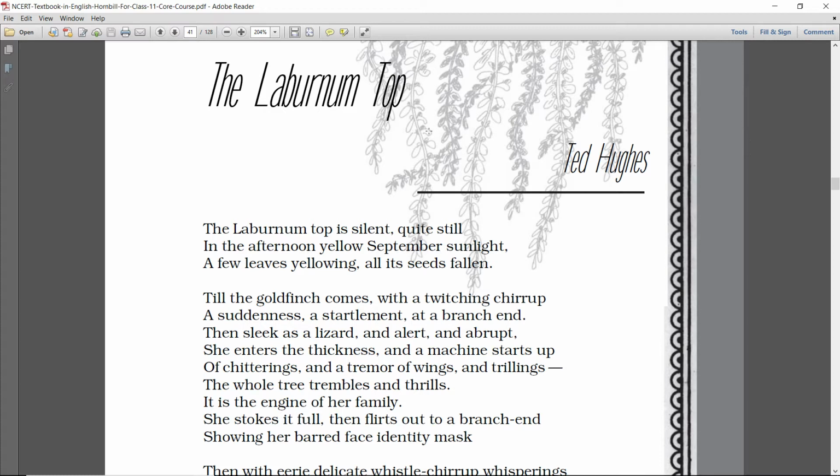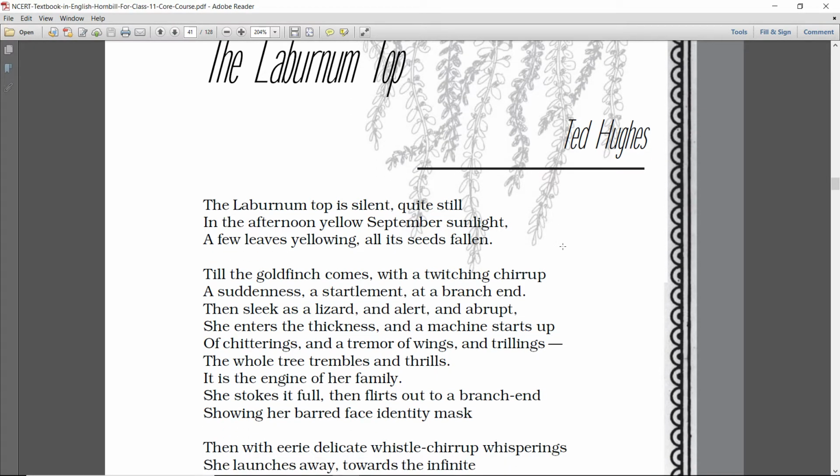Now, in this poem, the poet is describing the top of the laburnum tree. The event is of a very short period. One bird comes and sits on the top of the laburnum tree. It sits there for just a while, but how the bird changes the entire tree, how the bird impacts the laburnum tree, the poem discusses that. So, not wasting much time, let us discuss the poem, The Laburnum Top.